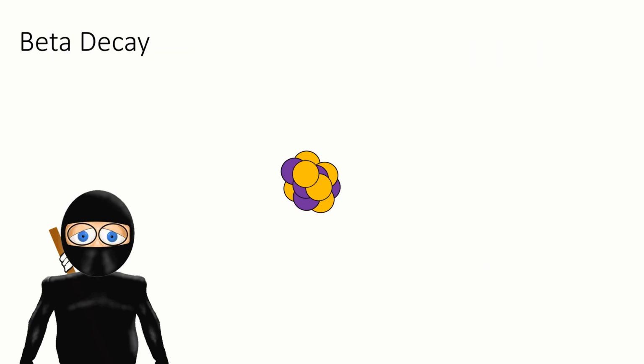A beta particle is produced during beta decay. A beta particle is a high speed or a high energy electron, and it's ejected from the nucleus. Because beta particles are electrons, they're absolutely tiny, much smaller and less massive than an alpha particle.